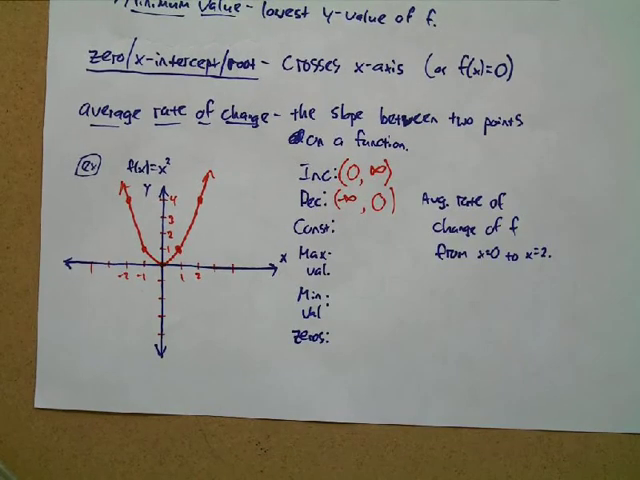Are we ever constant in this graph? Are we ever constant?